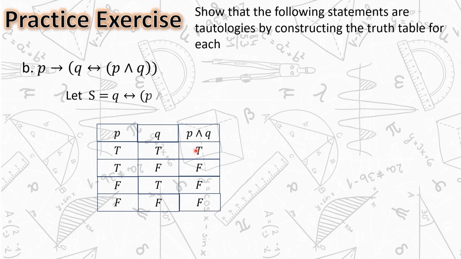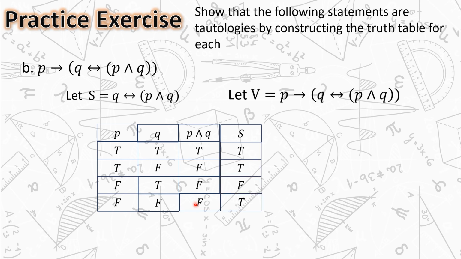Next column, let us have Q if and only if P and Q. So we have the components Q and P and Q. The double implication is true when both components have the same truth values, and that is in the first row, second row, and the fourth row. So the double implication is true in the first, second, and fourth row.